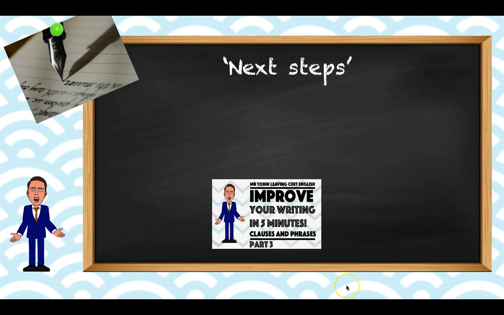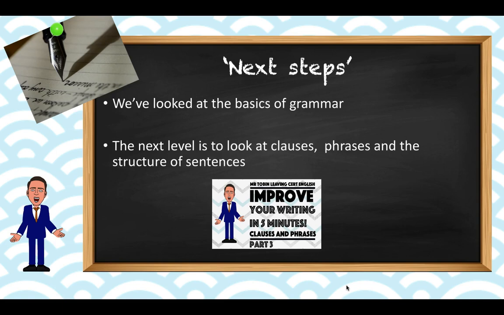So these things that we've looked at in this series and these worksheets are the basics of English grammar. The next step is to look at clauses and sentences and phrases, as well as the structure of sentences. That's all covered in my playlist on improving your writing, and the link is in the description below. In later videos, I'm going to teach you how to read analytically, how to identify a writer's viewpoint from the language they choose, and how to write for different purposes.